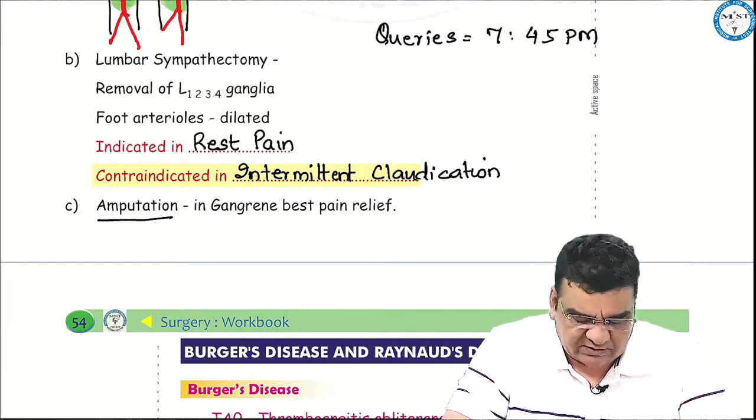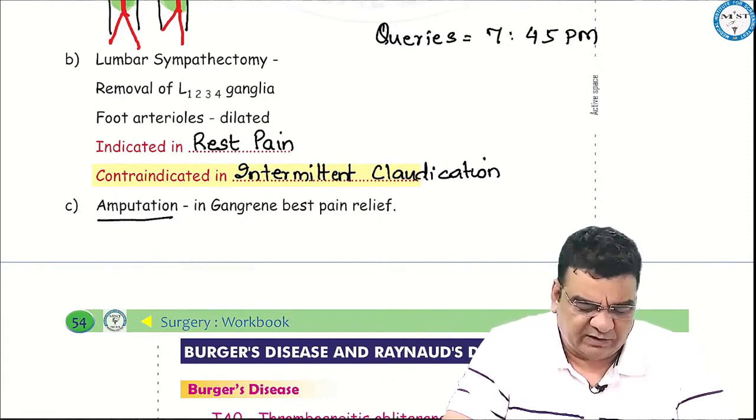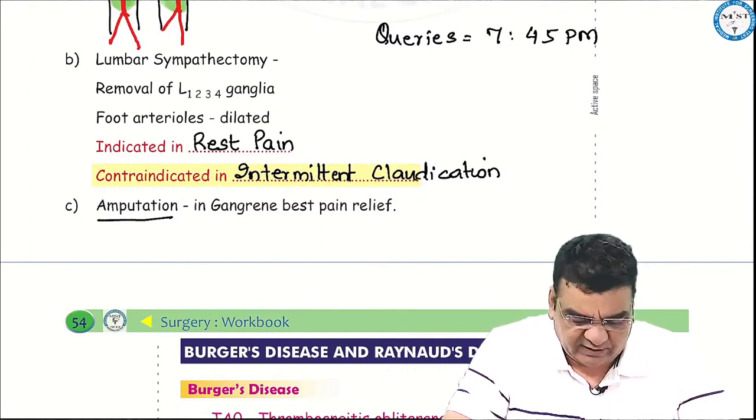Why are we doing angioplasty in the inguinal region and not surgery, beta? Because the inguinal region is the pelvic area and surgery becomes difficult in the pelvic area. So we prefer doing angioplasty in the inguinal region.